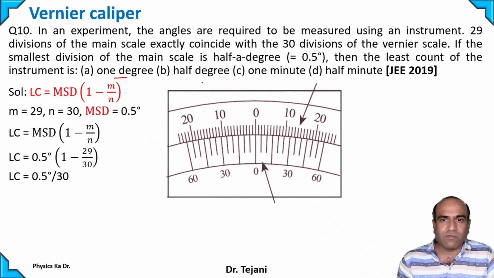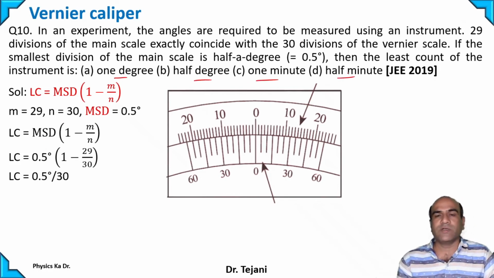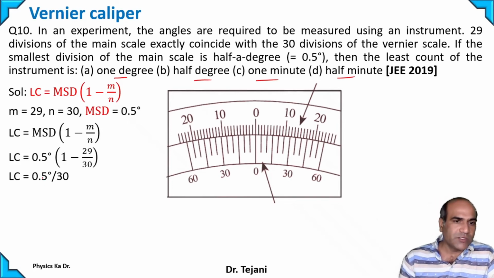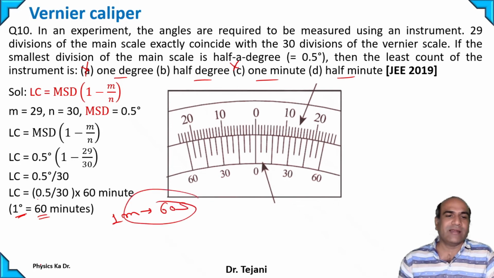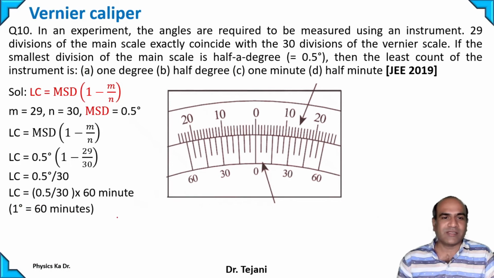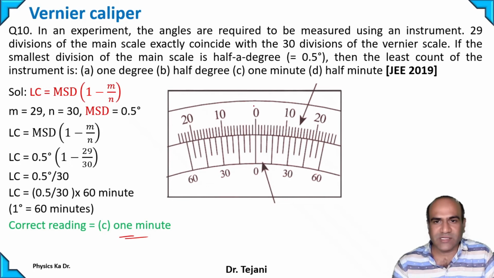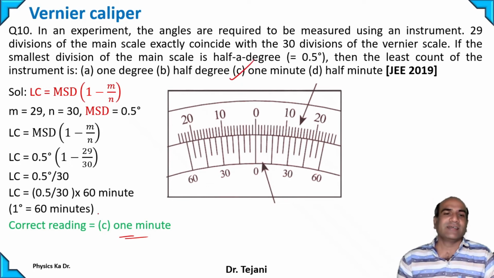It is given as 1 degree, half degree, 1 minute, half minute. The answer is 0.5 by 30 degree. So it is not 1 degree and it is not half degree. We need to convert this into minutes, and we know that 1 degree is equal to 60 minutes, and 1 minute is equal to 60 seconds. That we have to remember. So put this here. Answer is 1 minute. C is the correct answer.